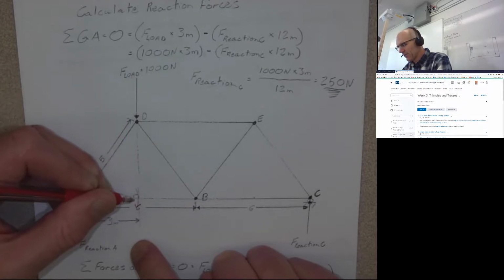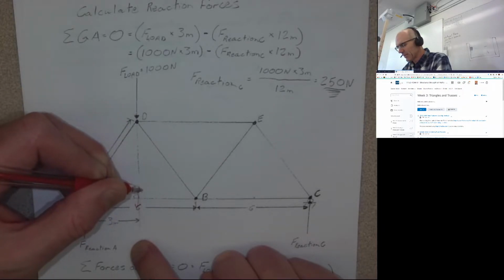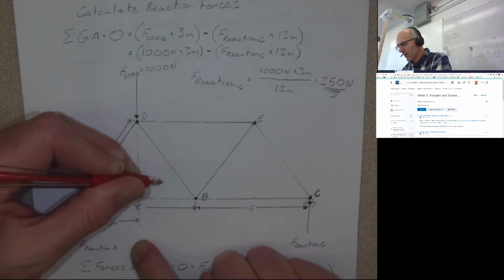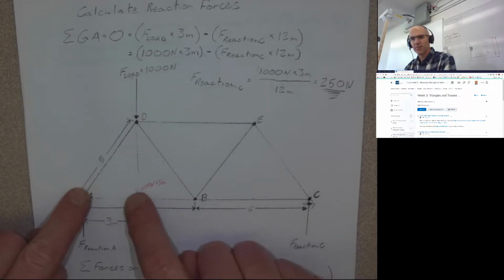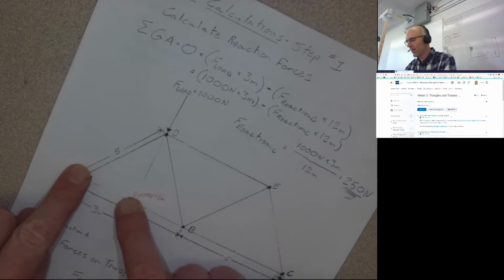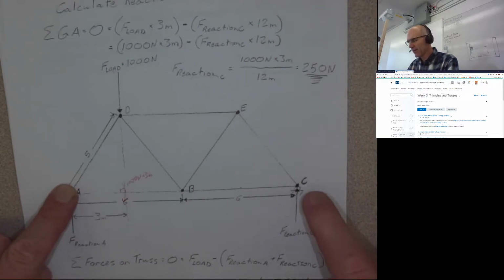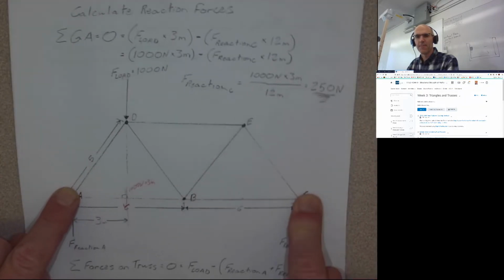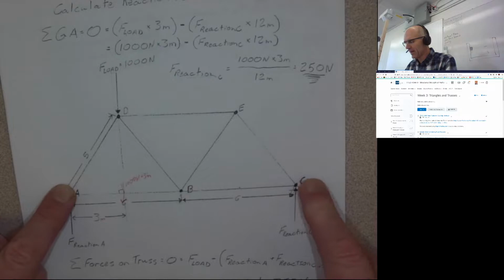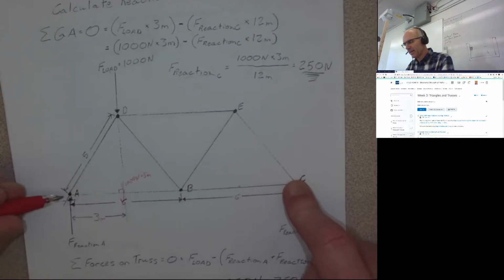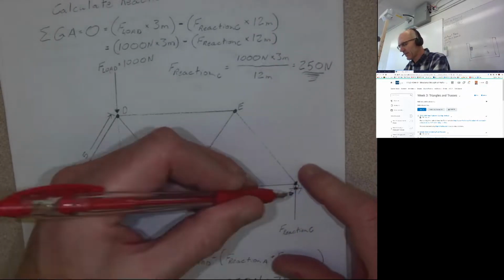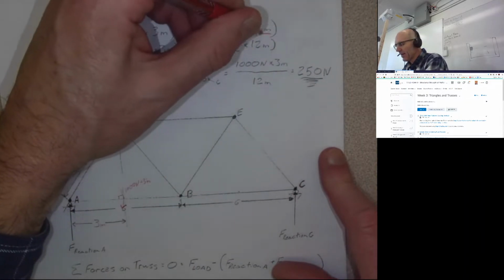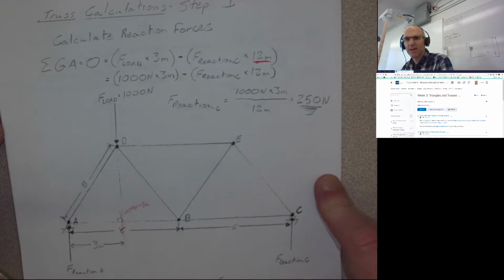That's our 1,000 newtons comes down here at a right angle, and we just say 1,000 newtons times 3 meters is what's making this truss want to spin that way. So to counteract that, the only other place where a force can be applied is right out here at point C, and that is acting at a distance of 6 plus 6, so that's acting at a distance of 12. And that's our force reaction C right there.